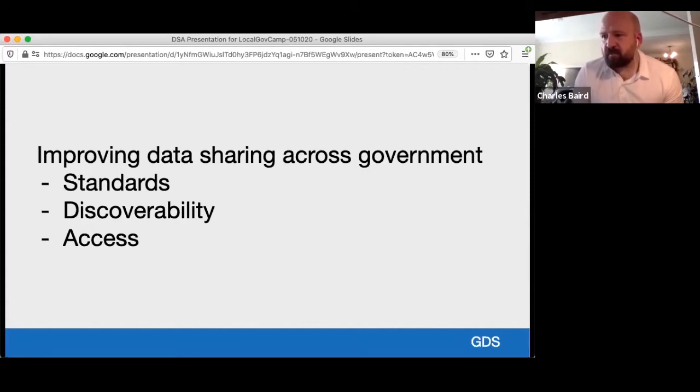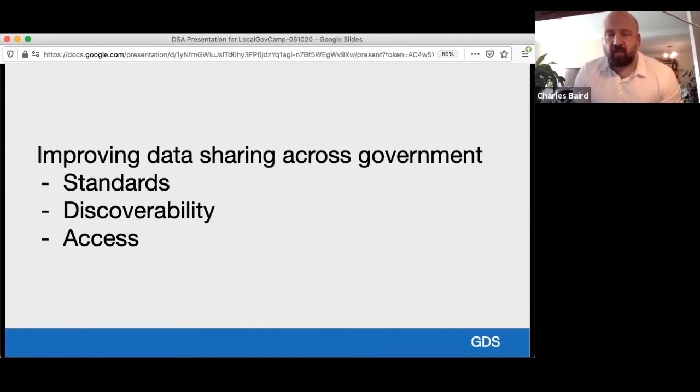Now, we would say that a standard that is published but not implemented and not taken up isn't a standard at all, it's just a specification. So another big work stream for us is the API Catalogue, which is designed to improve discoverability of data sources, help people understand both what is out there, what's available, what's in use, what the current best practice is, and spread those best practices across government.